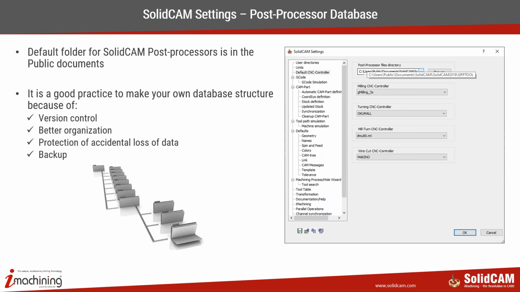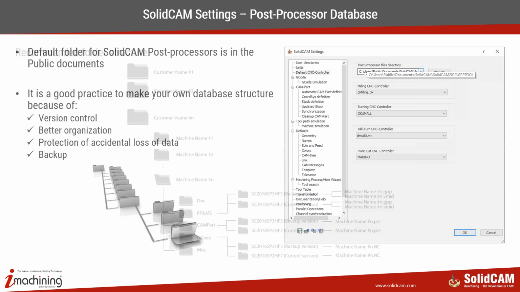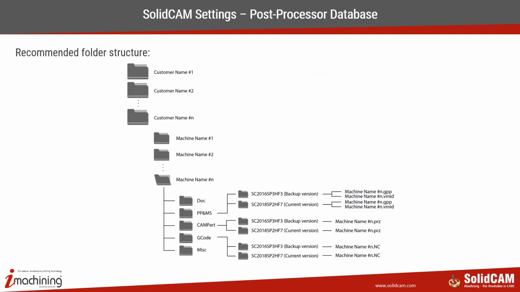Now, the next is the recommended folder structure that we use in our team, and that has showed itself very good to organize and to search. The first level is the customer name. If you're a technical person and you don't know for which customer which post processor goes, you can start with the level down with the machine name.